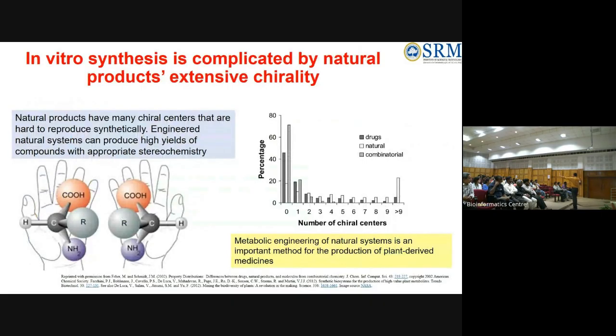Synthetic chemists fail in chirality. Chi, this is a chi. Chirality of the carbon arrangement. You cannot beat nature. It can only be done through plant metabolism.